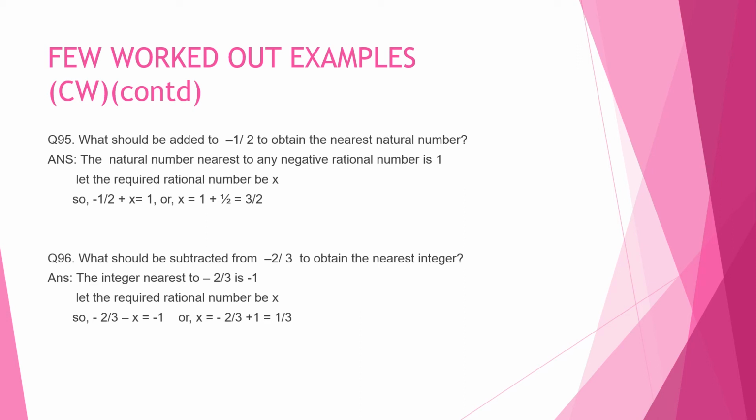Minus 2/3 lies where? Children, if you just think it. Minus 2/3 lies between 0 and minus 1. Isn't it? And it's more towards minus 1. It's a bit further from 0, but it's more towards minus 1. So then can I say that the nearest integer to minus 2/3 is minus 1? So now the sum is, what should be subtracted from minus 2/3 to get minus 1? So it's simply an equation. Minus 2/3 minus x is equal to minus 1. Solving, we get the value of x as 1/3.